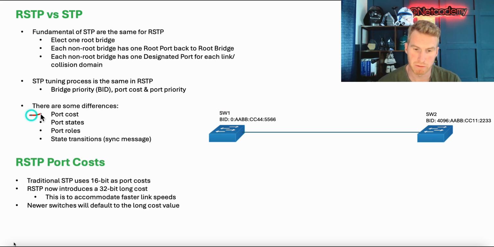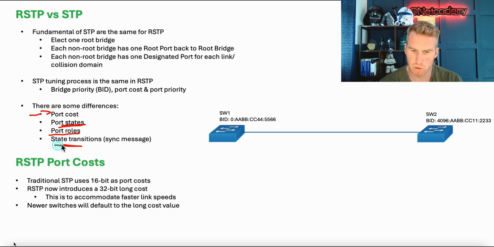First one, and I'm going to go through it just now, are port costs. So there is a new way of configuring the port costs to get back to that root bridge, or choosing which ports will be designated and blocking or discarding in the STP world. There are also some new port states and some new port roles. We'll go into those in just a minute's time.